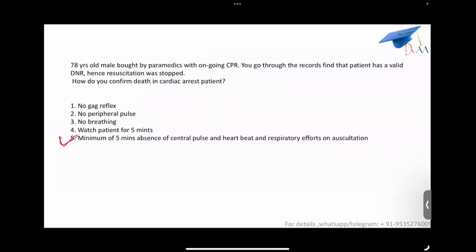The right answer here is option 5. So you'll check for a minimum of 5 minutes; there should be absence of central pulse, heartbeat and respiratory efforts on auscultation. Then you can document that this patient is dead. You need to document the time, date, and that you checked for 5 minutes the central pulse, respiratory efforts, and also respiratory breaths and heartbeat on auscultation.